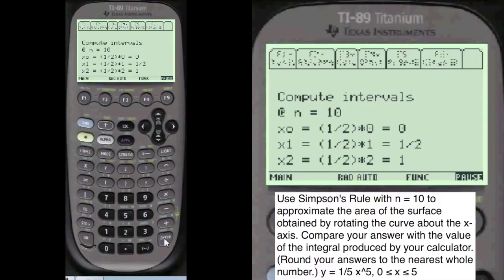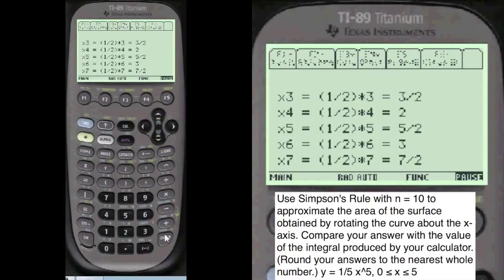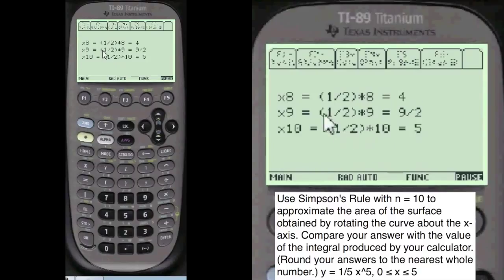And then we compute the intervals. At n equals 10, x0 is 1/2 times 0, which is equal to 0. x1 is equal to 1/2 times 1 equals 1/2. x2 is equal to 1/2 times 2 equals 1, etc., for 10 times, all the way up to 10 intervals, which I do.